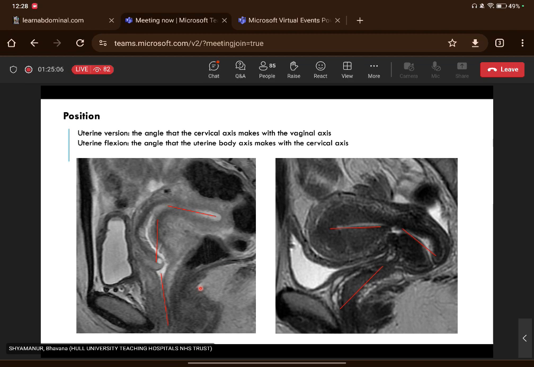Quick note on position, because I know this one can get confusing. So flexion versus version. Uterine version is the angle that the cervix makes with the vaginal axis, and flexion is the angle that the uterus makes with the cervical axis. So this patient has a cervix angled posteriorly, so this is a retroverted, retroflexed uterus, whereas this patient has an anteriorly angled cervix and uterus, so this is anteverted and anteflexed.